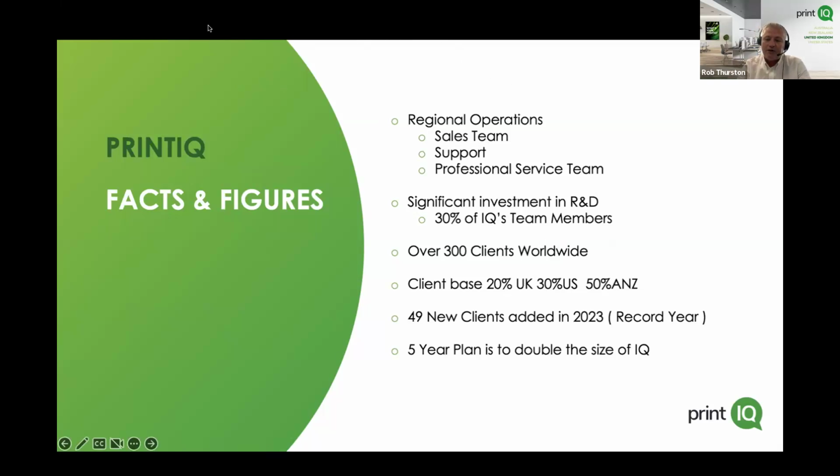Again, that's raising at a rapid pace. We had 49 new clients come on board last year in 2023, which is a record year for us. And roughly the client base is built up 20% UK, 30% US, and 50% in Australia and New Zealand. But obviously, because those regions have been running longer than us, that's why. But we'll probably always be playing catch up from that point of view. So the 5-year plan for us is to double in size since John came on board. And that's very much what we're working towards.